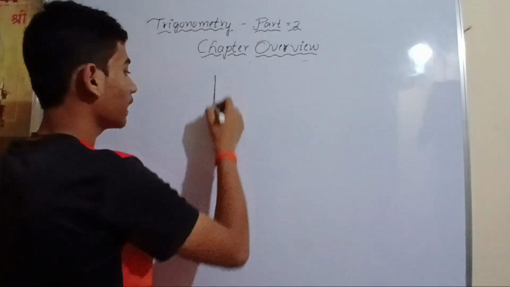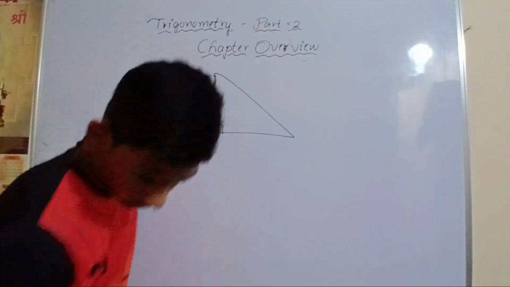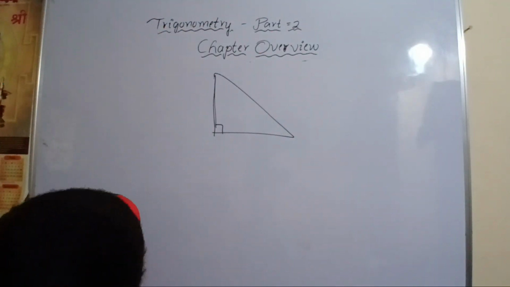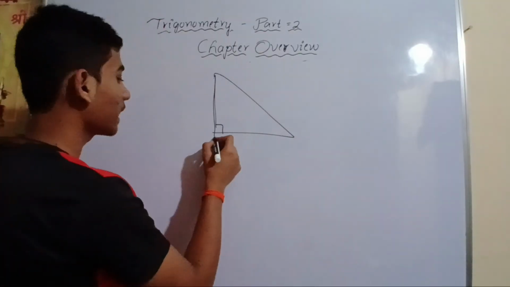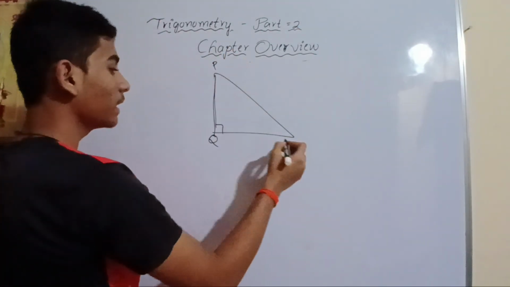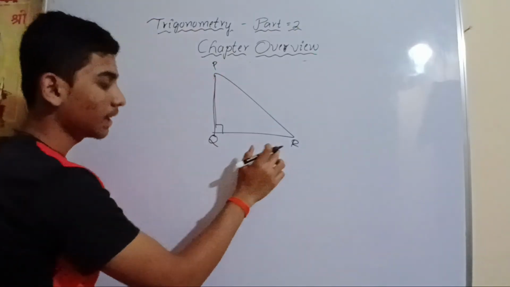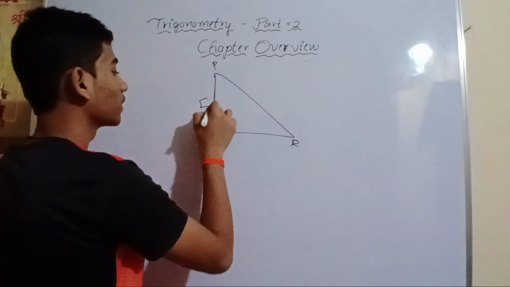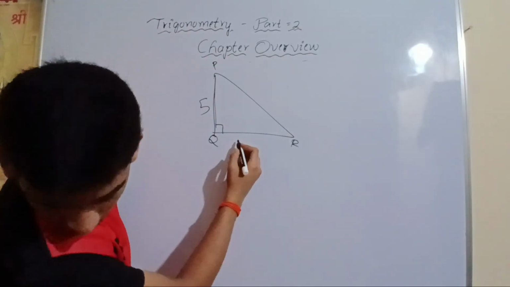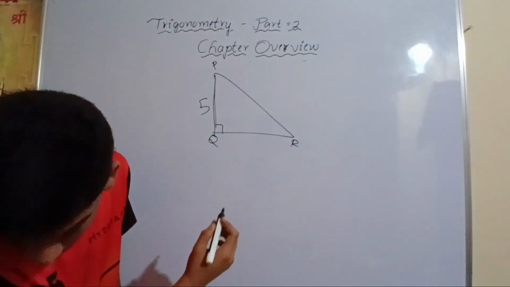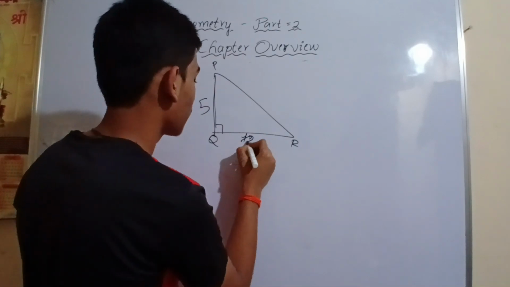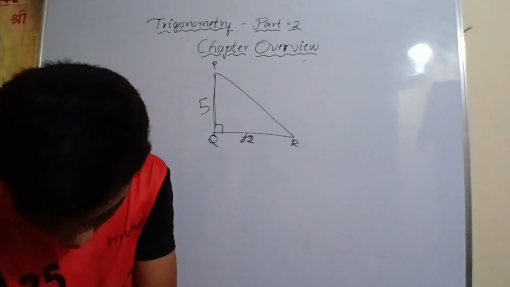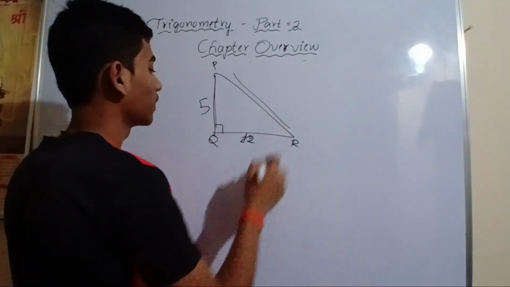Let's suppose in a right angle triangle PQR, if a triangle is right angled at Q, then we can take P here or here. So I am taking P here and R here. PQ is 5 centimeters. QR is 12 centimeters. Then find this side.